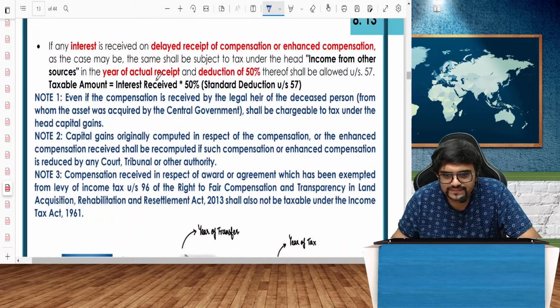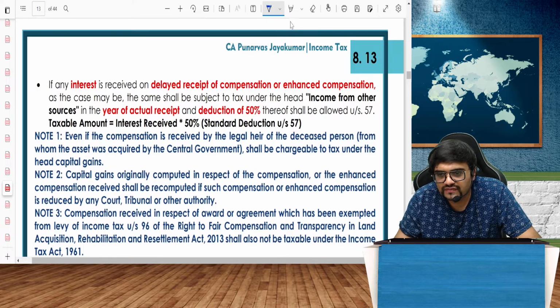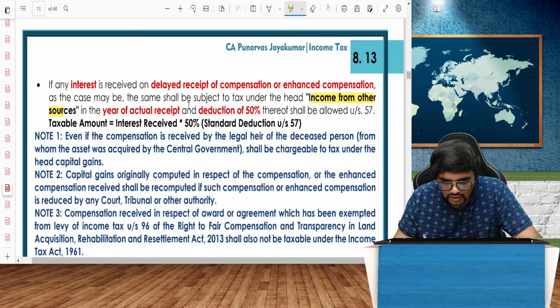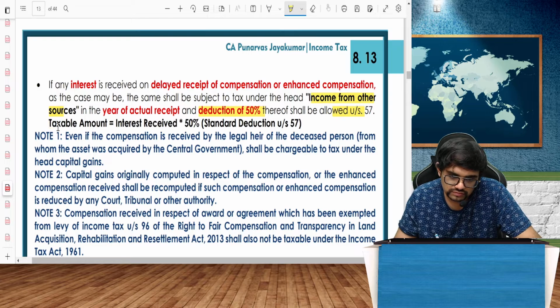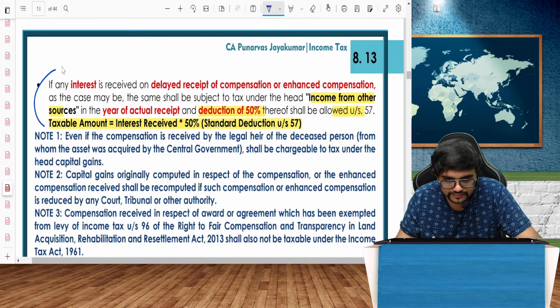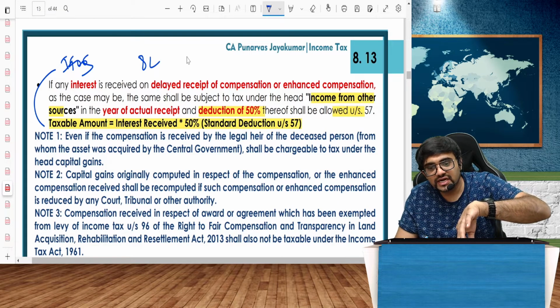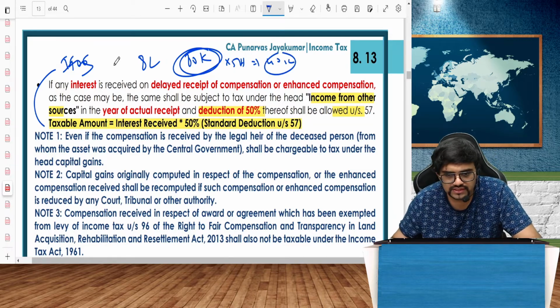Moving on, guys. Any interest that you receive on delayed receipt of compensation will be charged under IFOS. Previous class I told you, this we will do in capital gains. Very simple. And deduction of 50% will be given under 57. This is under IFOS, guys, important. The compensation is 8 lakhs. Interest you will get 80,000. That 80,000 will not be taxed in full, it is 80,000 into 50%, so 40,000 will be taxed under IFOS. Very, very simple.